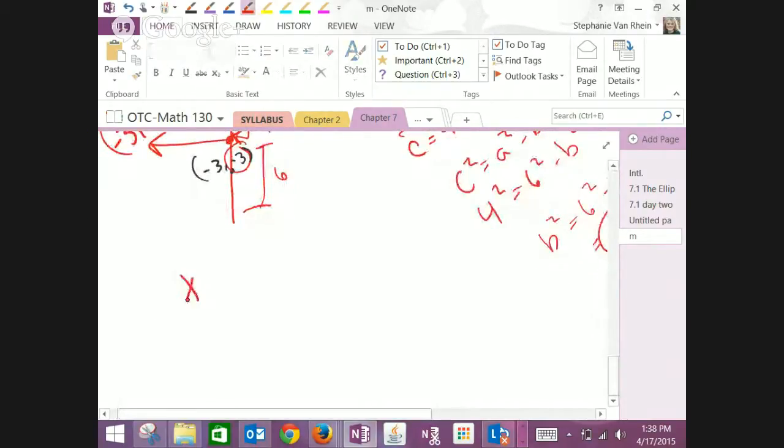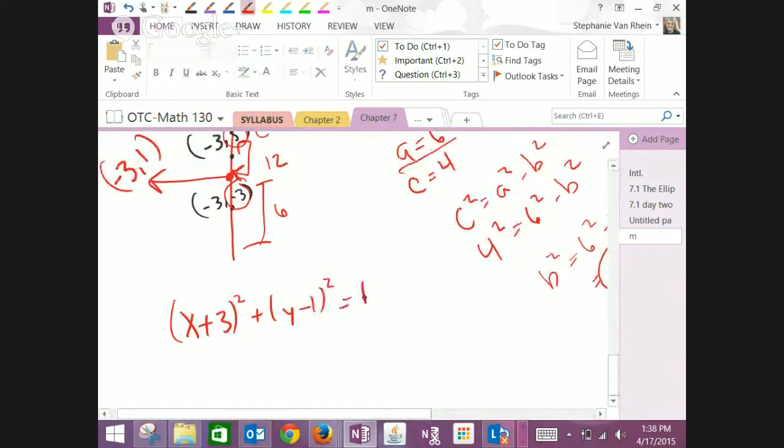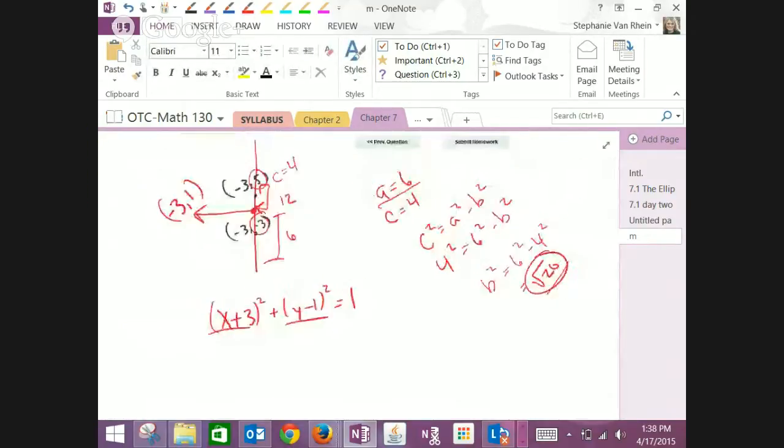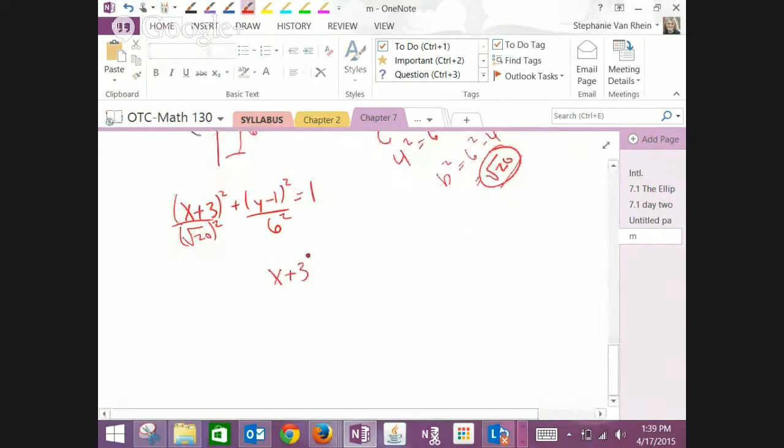So I have (x plus 3) squared plus (y minus 1) squared equals 1. The y-axis is my major axis. 6 is under, 6 squared, and this would be 20, the square root of 20 squared. So my answer here would be (x plus 3) squared over 20 plus (y minus 1) squared over 36 equals 1.